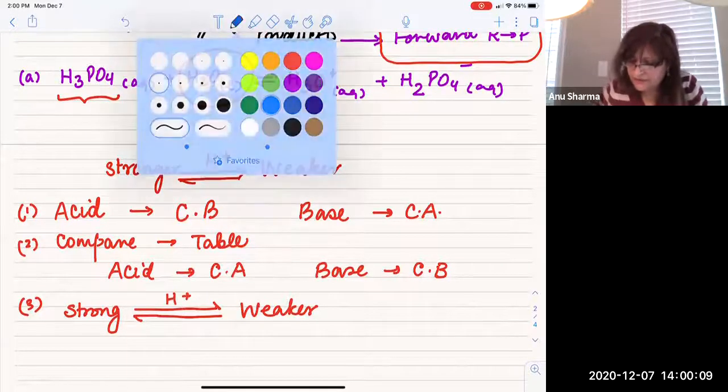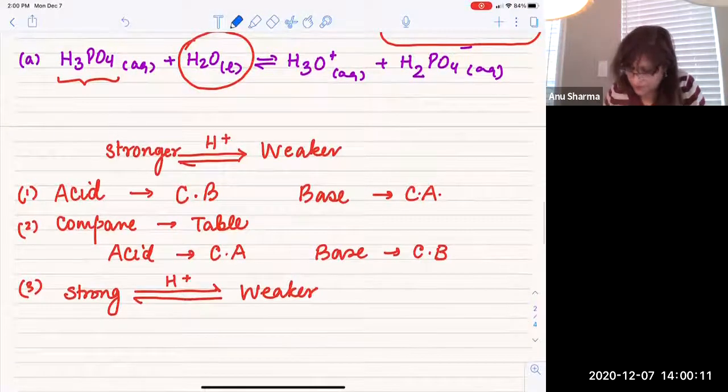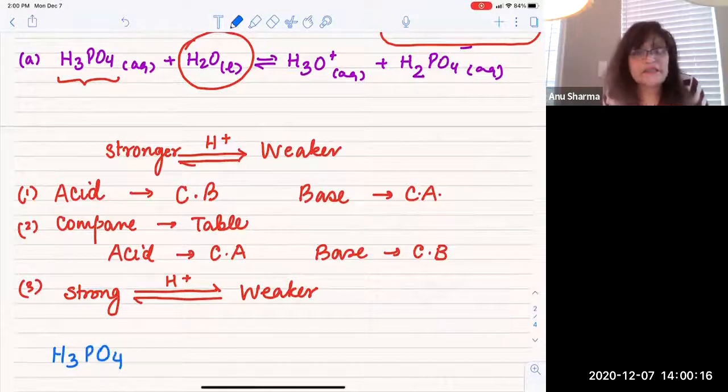So in this case, let's look at it. So we have H3PO4. Now tell me, what is H3PO4 to you? What is H3PO4? That would be the weaker acid. No, for now, don't look at whether it's weak or strong.